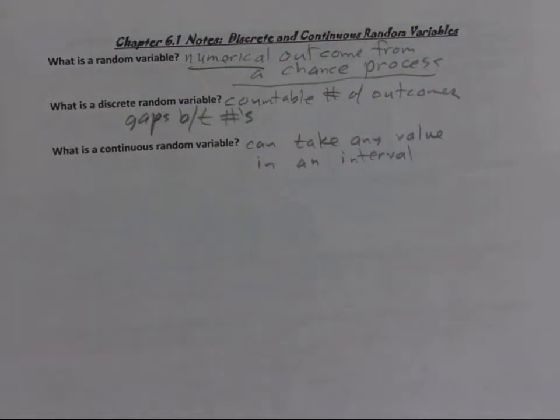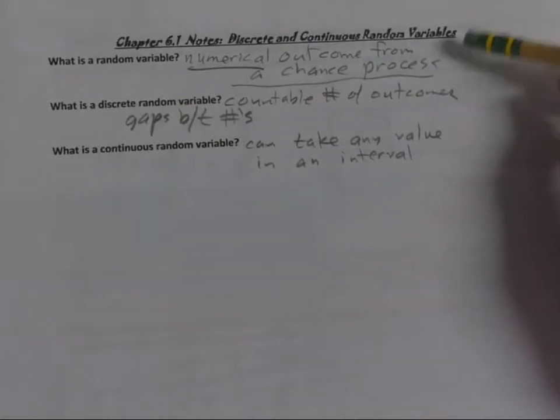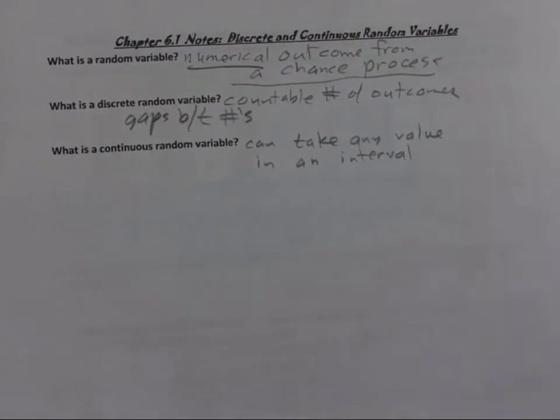This video is on how to work with a discrete random variable, which is the first part of Chapter 6, Section 1. First of all, what is a random variable? It is just a variable that produces a numerical outcome from a chance process. So basically anything that produces a number.